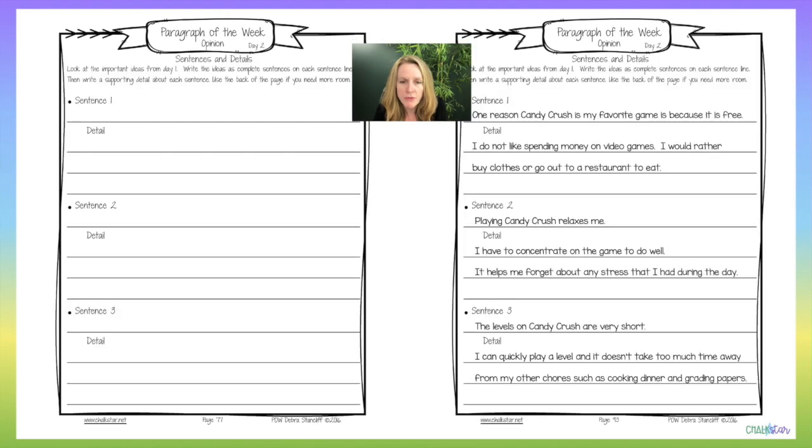Day 2 starts with reviewing day 1. I have the students read their important ideas at the bottom of the day 1 page again to make sure it's exactly what they want to include in their paragraph. I tell them change now or forever hold your peace.